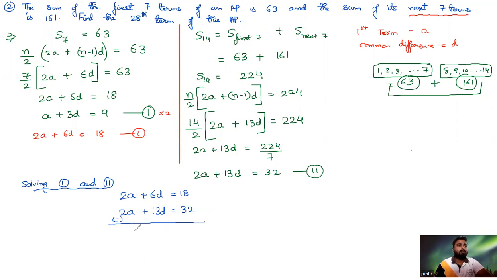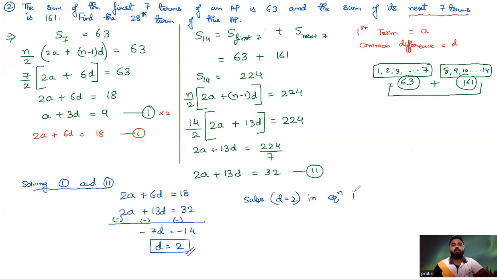When we try to solve this, 2a will get cancelled. I'm just changing the signs. So 13d minus 6d is 7d, and 32 minus 18 is 14. So 7d is 14, and d will turn out to be 2. Once you get d is equal to 2, substitute d equal to 2 in any of the equations, whichever you feel comfortable with.